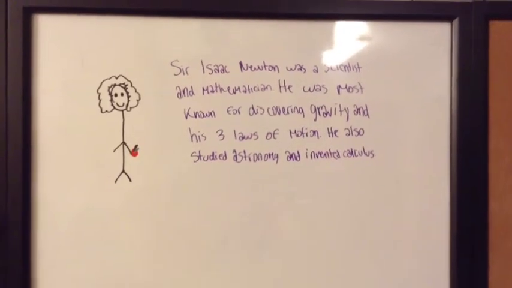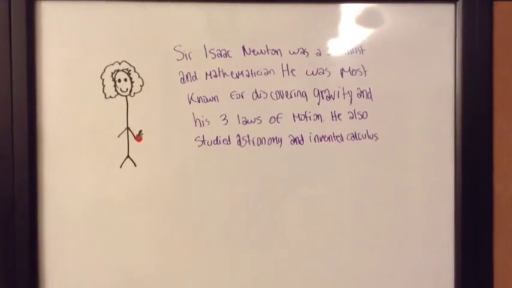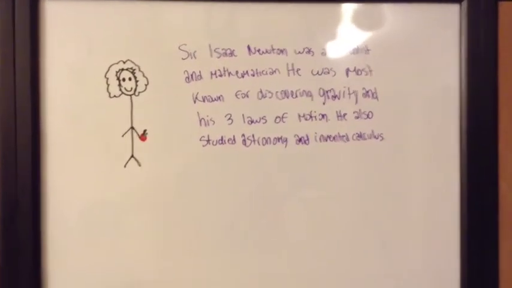Sir Isaac Newton was a scientist and mathematician. He was most known for discovering gravity and his three laws of motion. He also studied astronomy and invented calculus. What are his three laws?